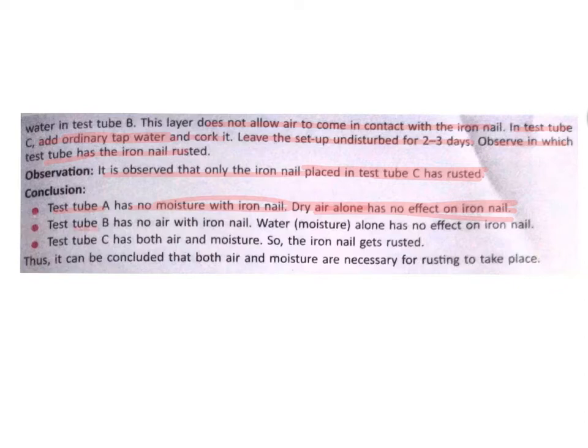Test tube B has no air with the iron nail. Water, that is moisture, alone has no effect on the iron nail. This test tube B has boiled water, so there was no air. So here we conclude that water alone can't rust the iron nail. Test tube C has both air and moisture, that is the test tube which contains tap water. So the iron nail gets rusted. Thus, it can be concluded that both air and moisture are necessary for rusting to take place.